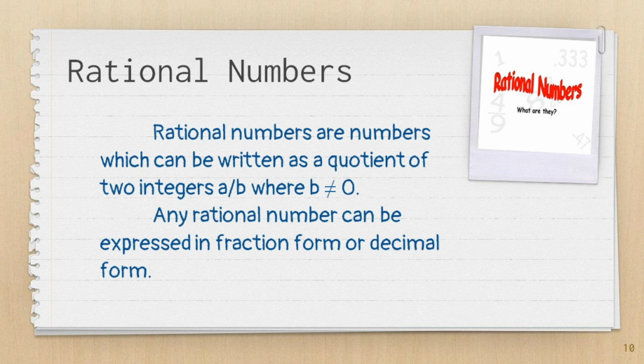Okay. Ano nga ba yung rational numbers? So, yung activity natin na yun ay mga rational numbers. Bakit? We define rational numbers as numbers which can be written as a quotient of two integers. So, quotient daw siya ng dalawang integers, which is the A and B. A over B, where B is not equal to 0. Any rational number can be expressed in fraction form or decimal form. So, ibig sabihin, kahit anong rational number na quotient ng A and B, we can write it in fraction form or decimal form.